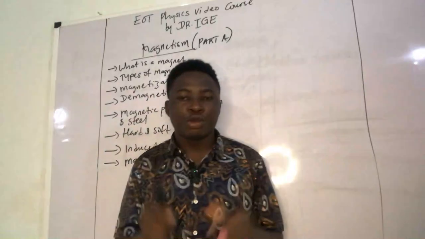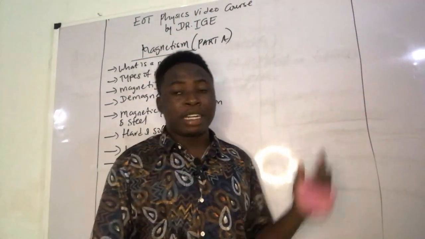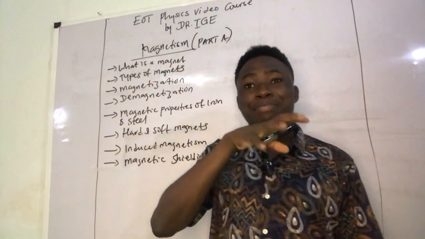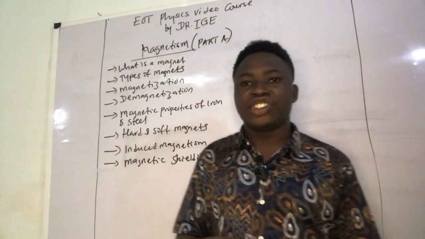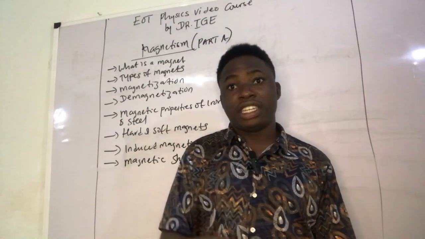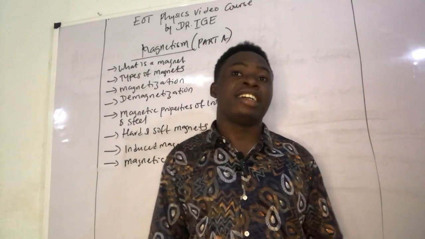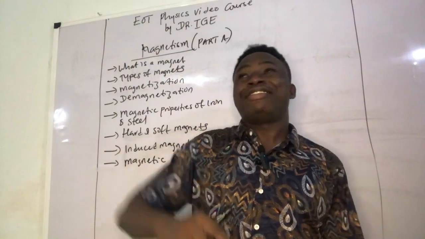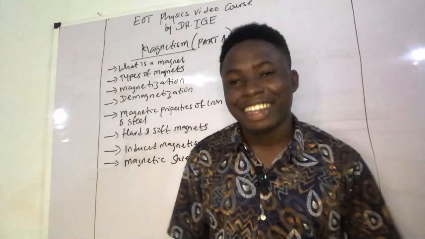All right, so we are going to be breaking down magnetism. Magnetism is the first topic. It's when you understand magnetism in depth that you can actually understand electromagnetism. You can think of magnetism as the younger brother, while electromagnetism is not even the elder brother, it's like the father. I don't know if you understand.